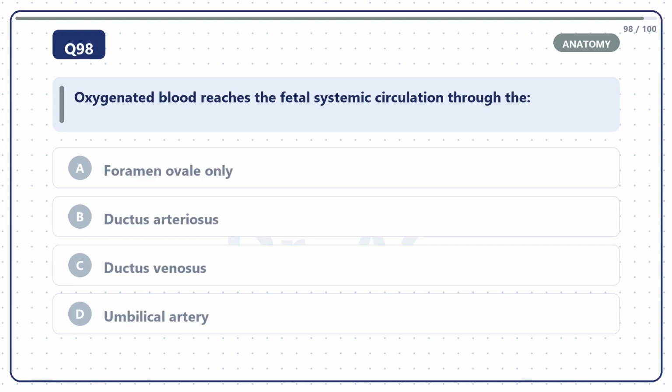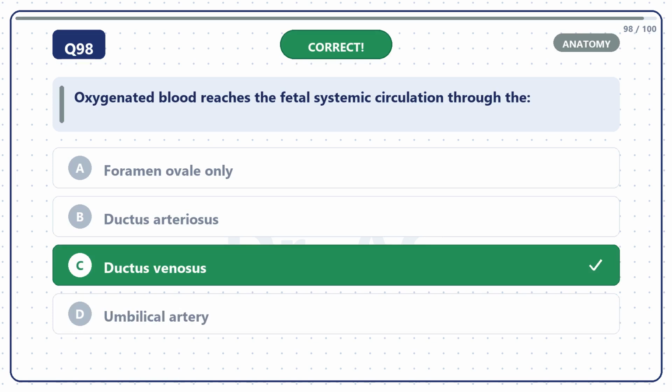Question 98. Oxygenated blood reaches the fetal systemic circulation through the option A. Foramen ovale only. Option B. Ductus arteriosus. Option C. Ductus venosus. Option D. Umbilical artery. The correct answer is option C.